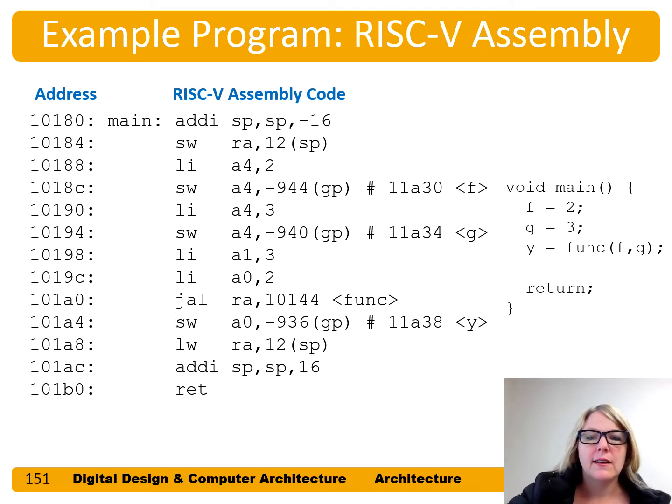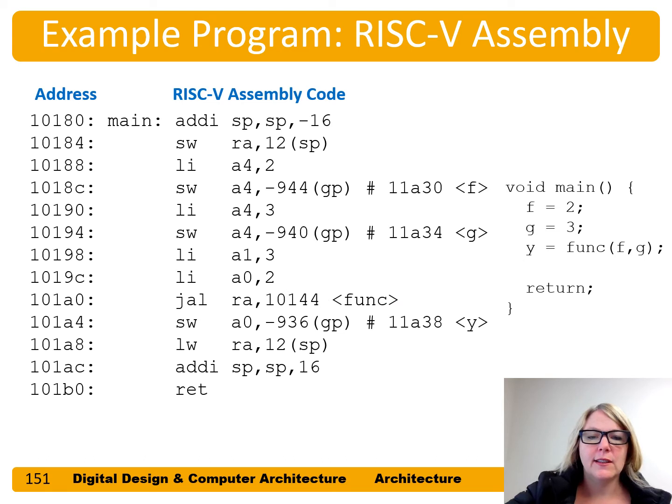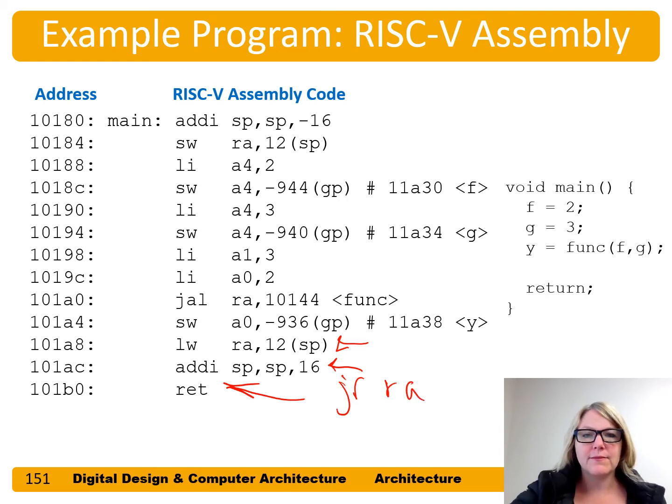And then after it returns, it's going to return to PC plus 4, which is hex 101A4, and A0 is going to hold the return value, and y is going to be assigned that. So A0 is going to be stored into the memory location allocated to y. And finally, RA is restored, the stack pointer is restored, and the main function returns. And remember, the return pseudo instruction is for JR RA.